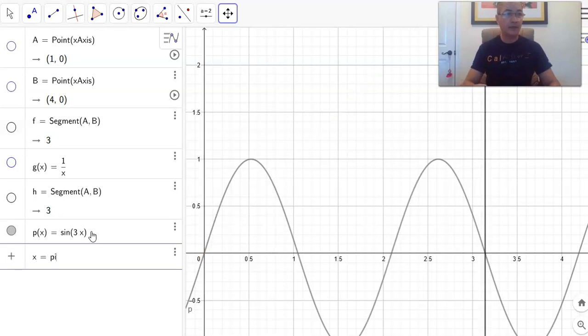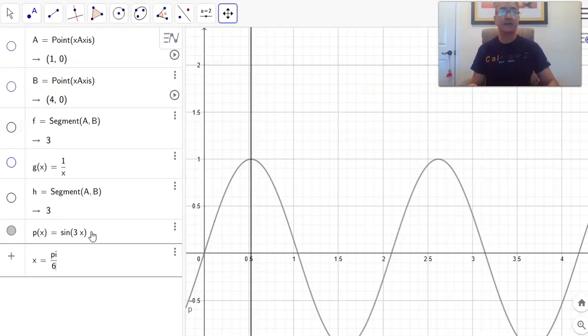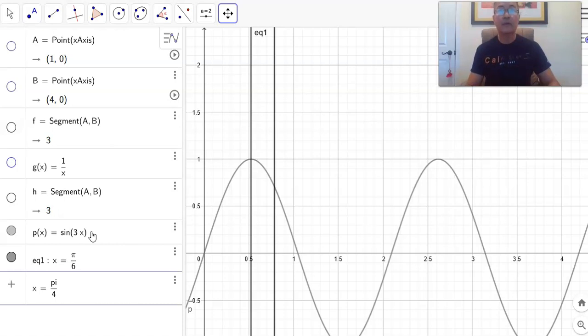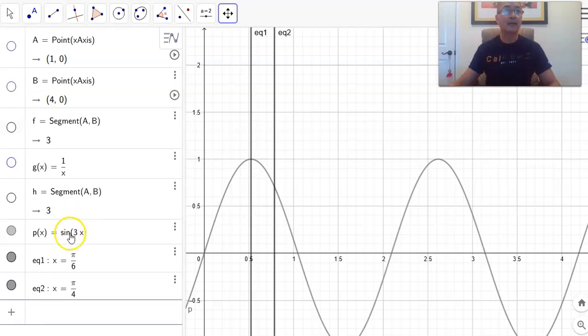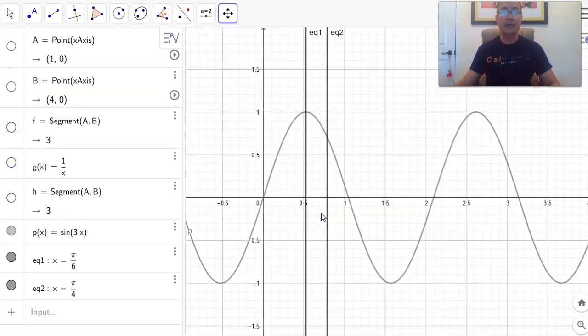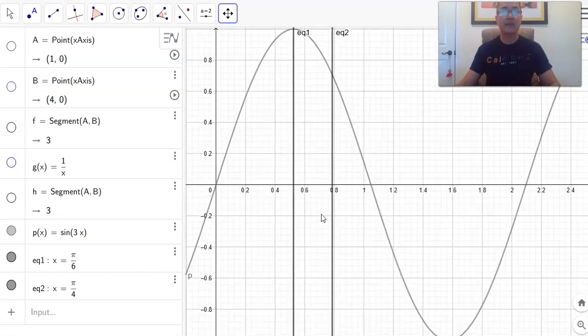x equals pi over 6. All right, so there it is. And x equals pi over 4. There it is. Okay, so it's a very narrow interval.